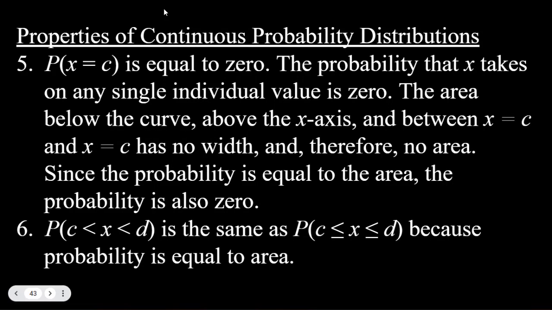Let me erase that line. The area below the curve and above the x-axis and between x equals c and x equals c has no width, and therefore it has no area. Since the probability is equal to the area, that probability is going to be 0.